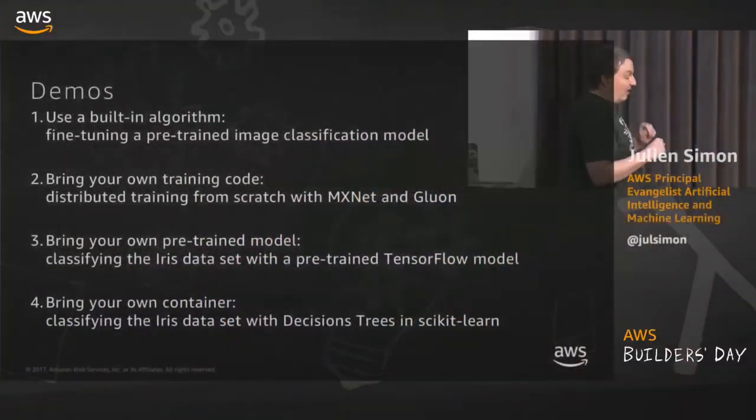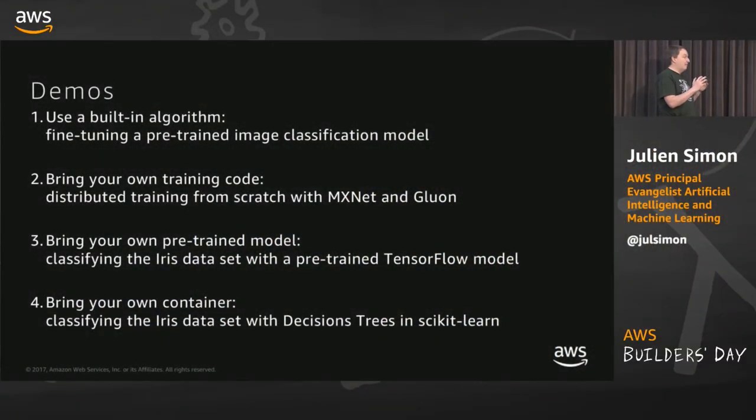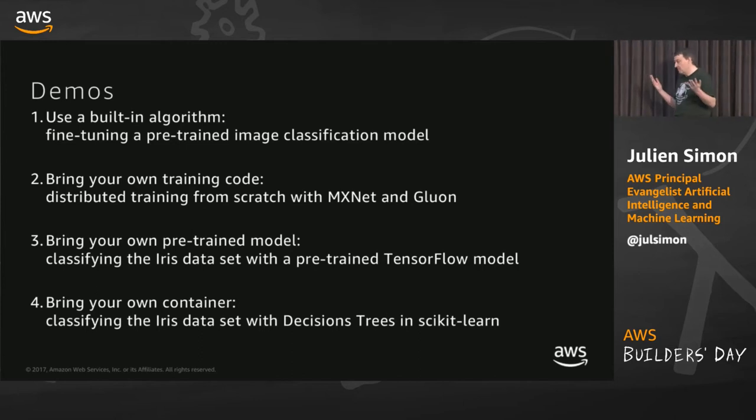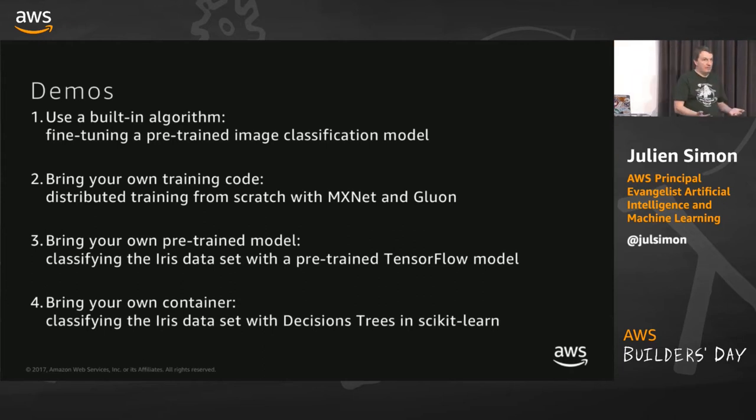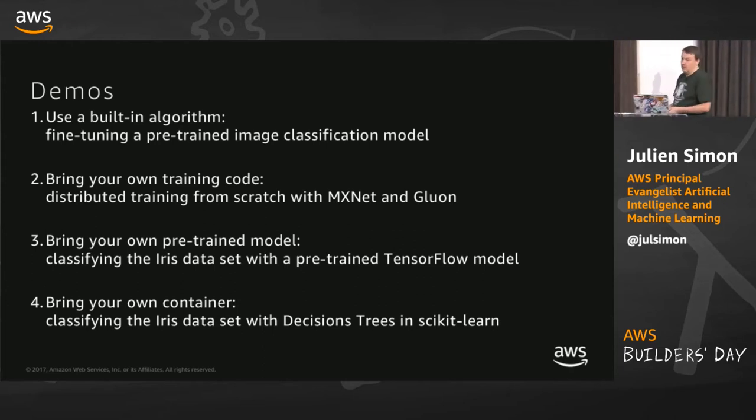The third example is different. It's about bringing your own model to SageMaker. Let's say you already trained a TensorFlow model or a scikit-learn model or an MXNet model, any kind of model. It's already there. It doesn't matter where you trained it. It could be on AWS, it could be on your own infrastructure. You just bring that model and you want to deploy it. So you don't work with the training module at all. You just deploy it to web servers. That's another way of using SageMaker.